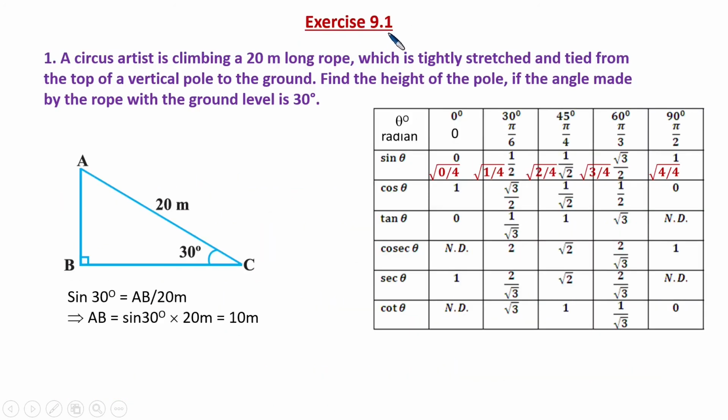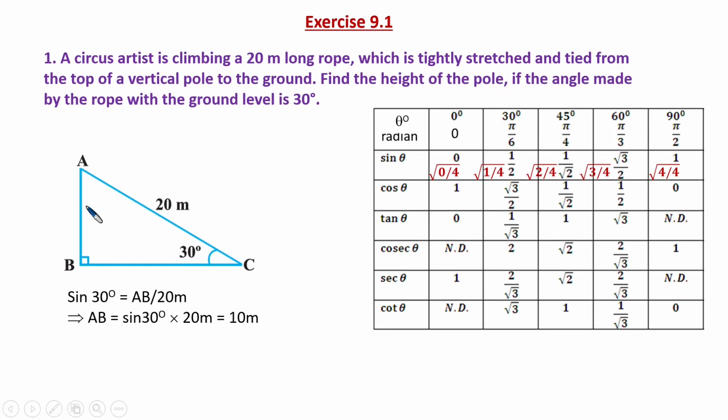Now let us do Exercise 9.1. Problem 1: A circus artist is climbing a 20 meter long rope which is tightly stretched and tied from the top of a vertical pole, this is the pole, to the ground here.